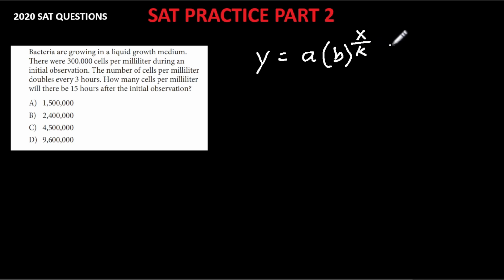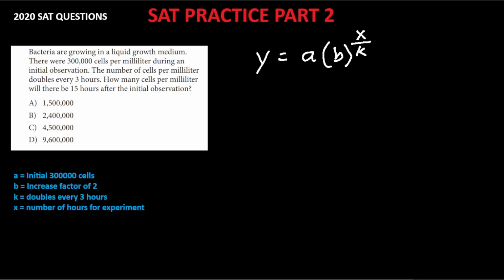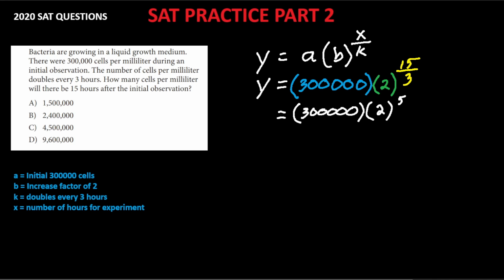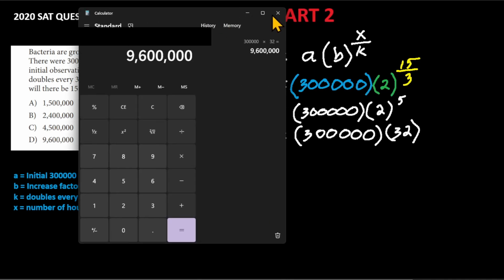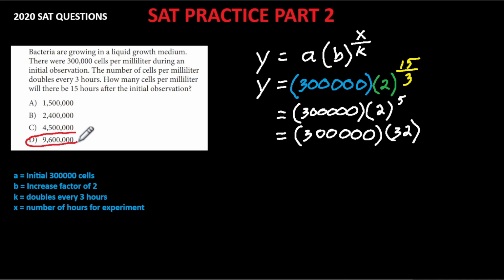And let's define what each of these are. So A will be our initial 300,000 cells. B will be the increase by a factor of 2. K, it doubles every 3 hours. And X would be the number of hours for the experiment. In this case, it'd be 15. So now I'm going to substitute each of those values into the exponential equation. Once we have this, then we can simplify our exponent. In PEMDAS, we do the exponent first, so 2 to the 5th power is 32. And then finally, multiplying 300,000 times 32, we get 9.6 million, which is choice D.